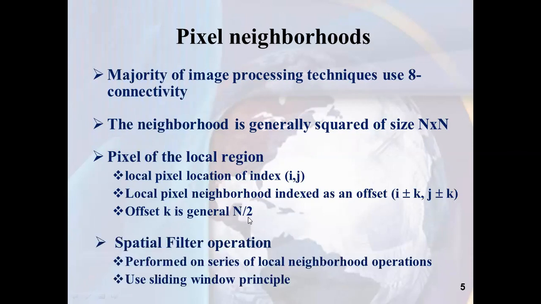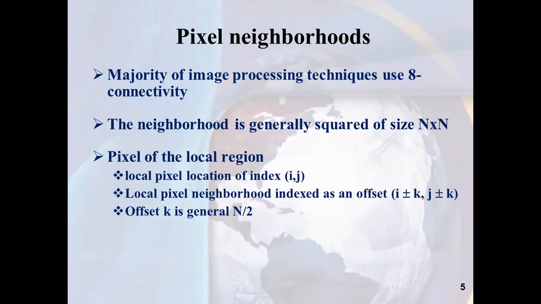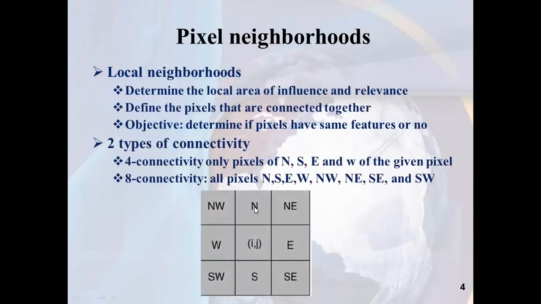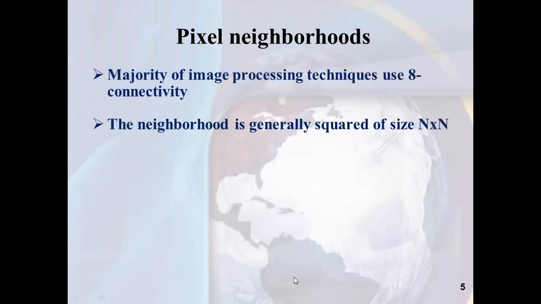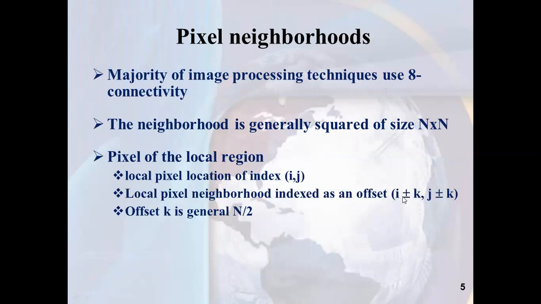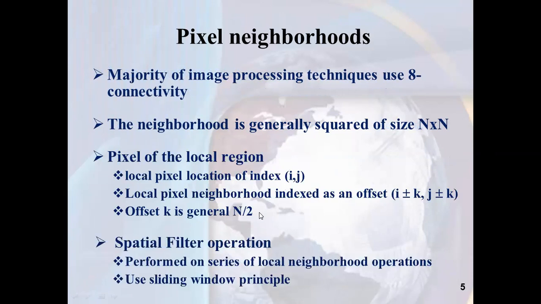So this is the way we filter, and which means that this is a pixel ij, this is i plus 1, i minus 1, this is j plus 1, j minus 1, this is i plus 1, j minus 1, this is i plus 1, j plus 1, and so on. So for that we have i plus/minus k and j plus/minus k, and since ij is the middle and the size of the window is n, k is an offset with value n over 2.